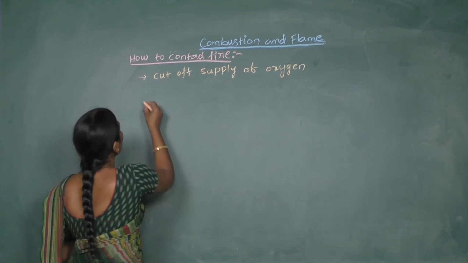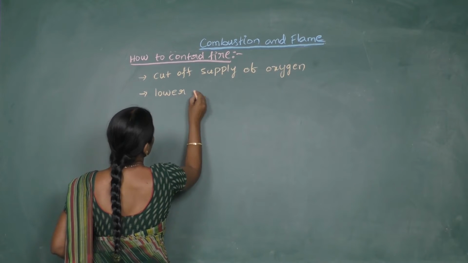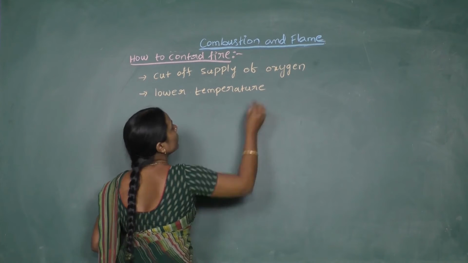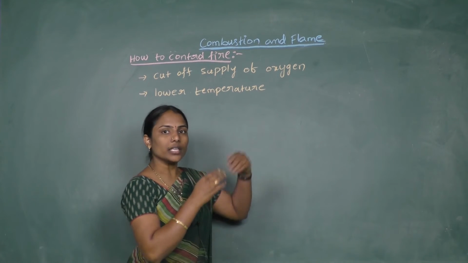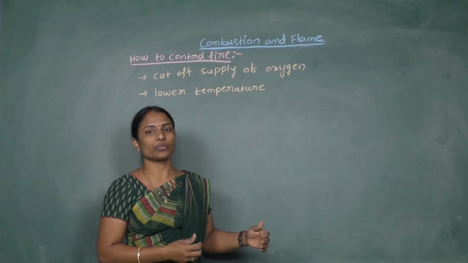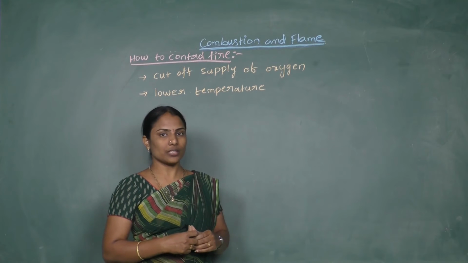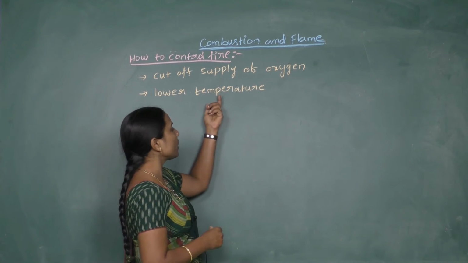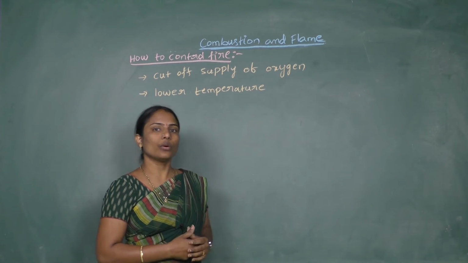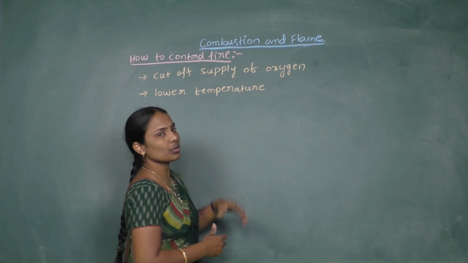And the other thing we can do is lower the temperature, so that we can reduce it, since the ignition temperature is required, right? For the given fuel to burn, a temperature more than the ignition temperature is required, so if we reduce the temperature of the given fuel, it cannot undergo combustion, right? So these are the two things required to control the fire.